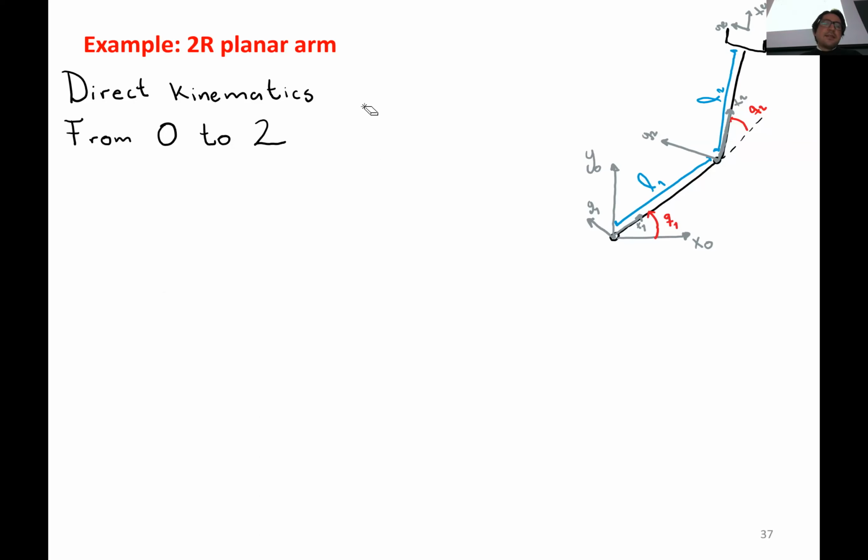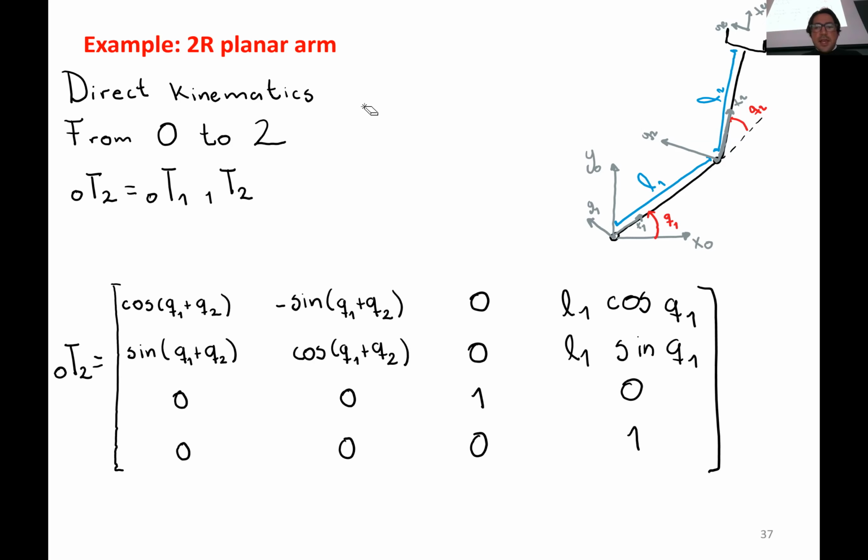Now we want to obtain from 0 to 2 first. So we want to do the composition of homogeneous transformation matrices, which is multiplying from 0 to 1 and then from 1 to 2. And we get this. I'm not going to work out all of the products, but this is what we get.